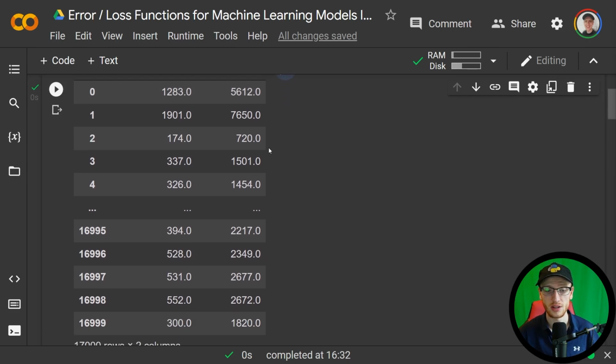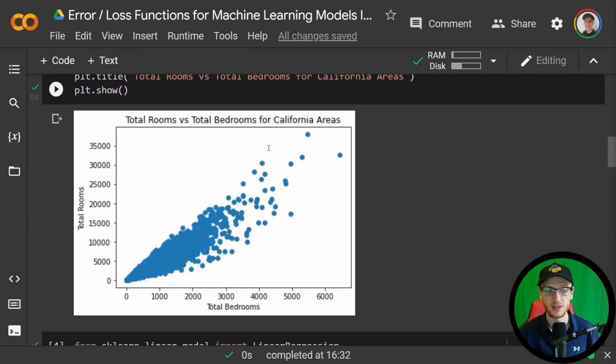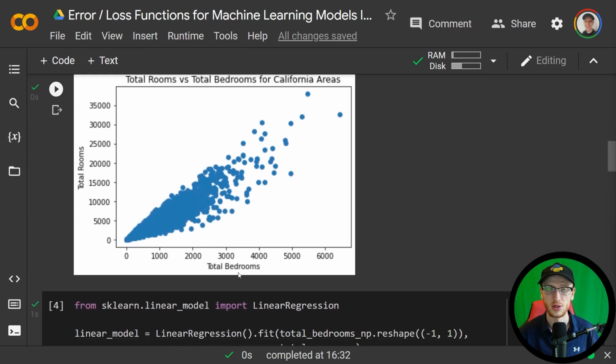We can plot this on a scatter plot, and we would get that on the x-axis, we have the total number of bedrooms, and on the y-axis, we have the total number of rooms. So each of these blue points is an area in California, and this one has a total bedrooms value of 5,000, and it has a total rooms value of roughly 17,000.